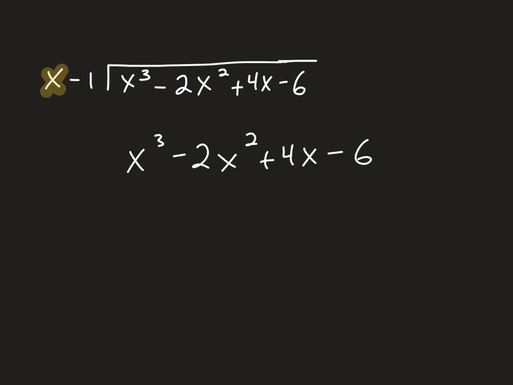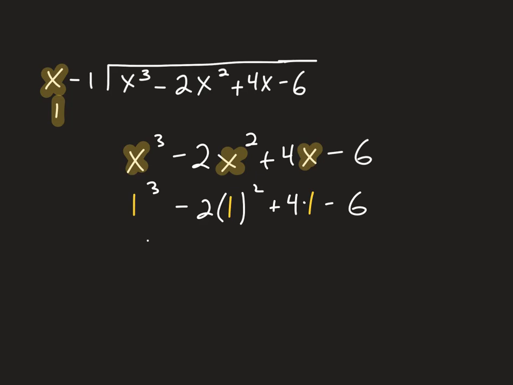So the remainder theorem says, well, take the opposite of the number after the x, or maybe what would make that divisor 0? So blank minus 1 would be 0. Well, that would be 1. So I'm going to take a 1, okay? And I'm going to go ahead and plug that in everywhere I see an x. So there's an x, there's an x, there's an x. Everywhere I see an x, I'm going to put a 1. So that's going to be 1 cubed minus 2 times 1 squared, plus 4 times 1, minus 6.